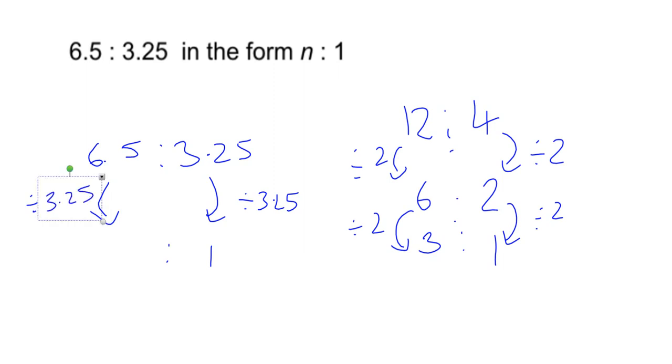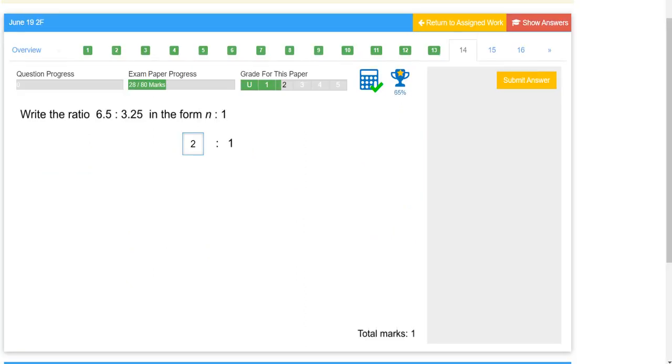3.25. So in my calculator, I'm going to do 6.5 divided by 3.25. And when I do that, I get the expression number 2. Now, I might be able to work it out in my head beforehand, but since it's a calculator question, you may as well do that. So it's going to be 2 to 1. And there it is in MathsWatch.